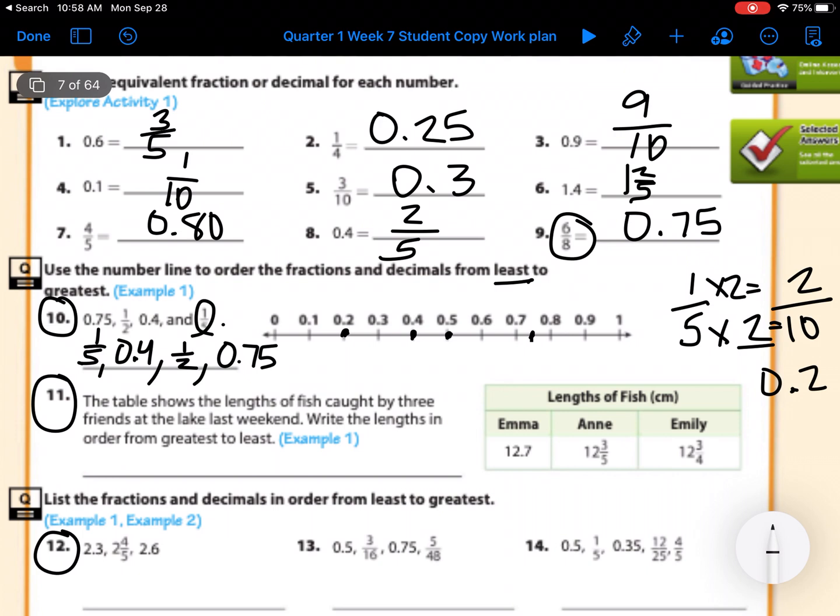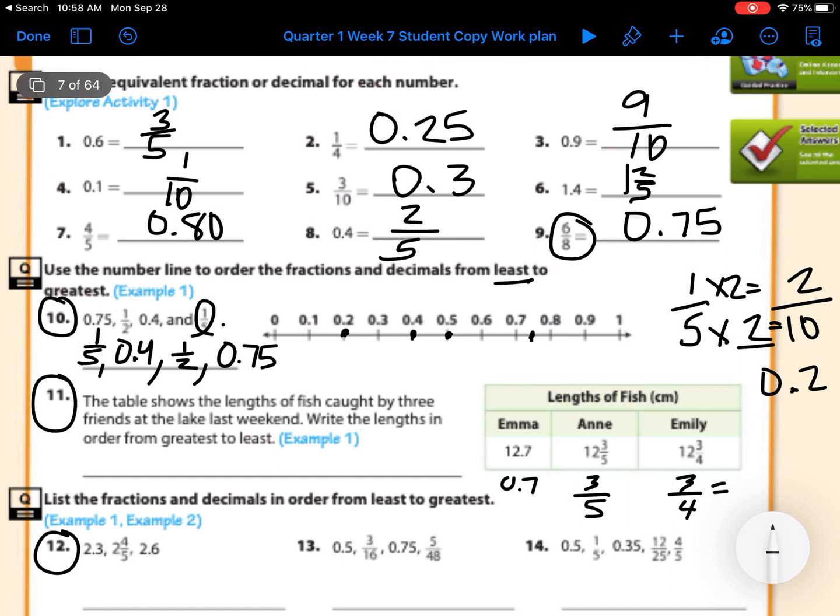Now, number 11, the table shows the lengths of fish caught by 3 friends at the lake last weekend. Write the lengths in order from greatest to least, so from largest to smallest. So they all have a whole number of 12. So now we have to look at our fractions. We have 0.7, 3/5, and 3/4.